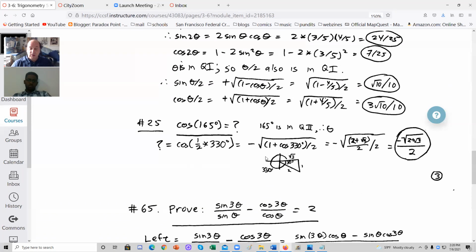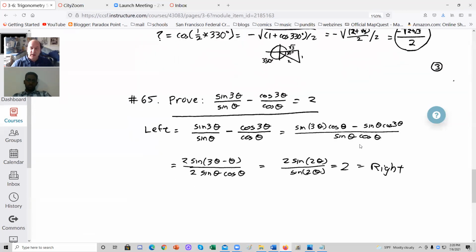Cosine 330, that's 30 degrees short of a cycle, and so therefore it is a positive cosine and a negative sine. We have sides 1, root 3, and 2. Cosine is root 3 over 2. So this would be 1 plus root 3 over 2, all over 2, which after a bit of algebra is minus root of 2 plus root 3, all that divided by 2.